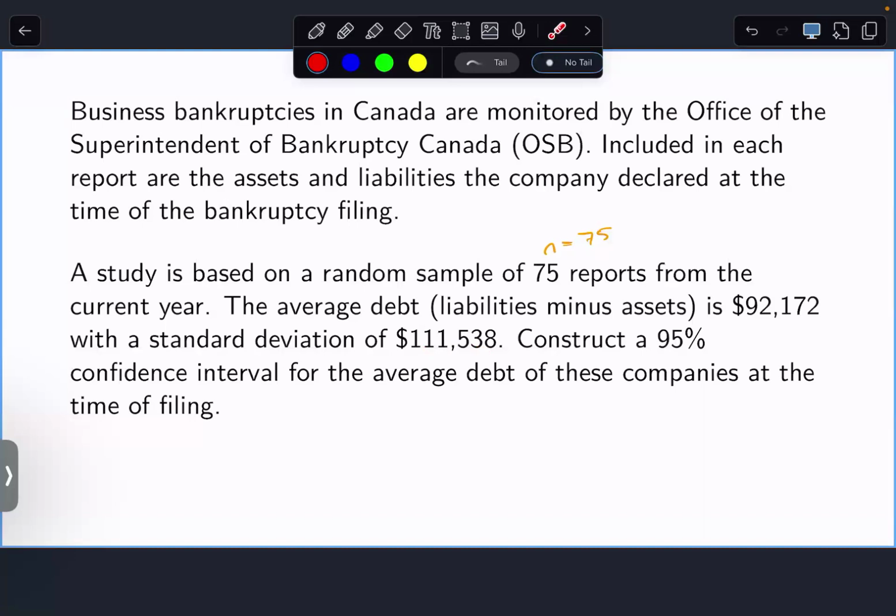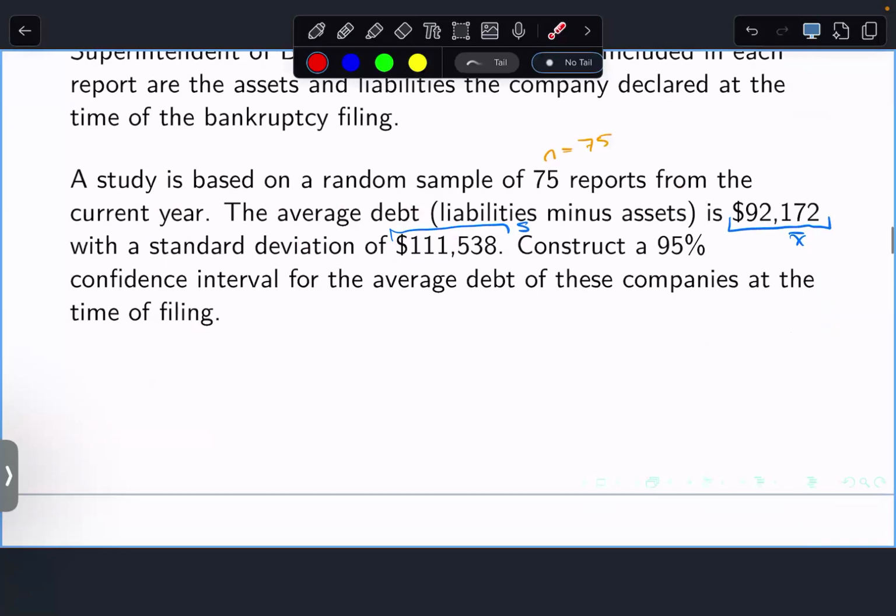Okay. So the average debt of the sample tells me that this must be X bar, and this must be S, the sample standard deviation. It's not obvious that those are the samples, but on the test, I usually try to make a point of saying, okay, the average of the sample was this. Here it's kind of buried a little bit. A study is based on the random sample from the current year. The average debt was this and the standard deviation of this. But you can assume that those are the sample mean and standard deviation. I want to construct a 95% confidence interval for the average debt of these companies at the time of filing.